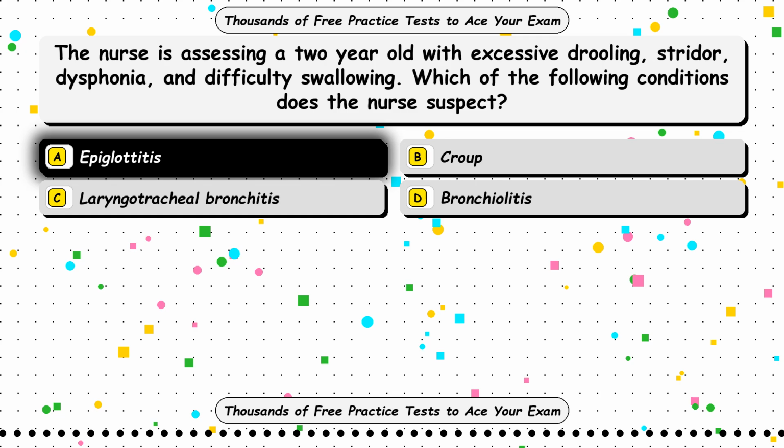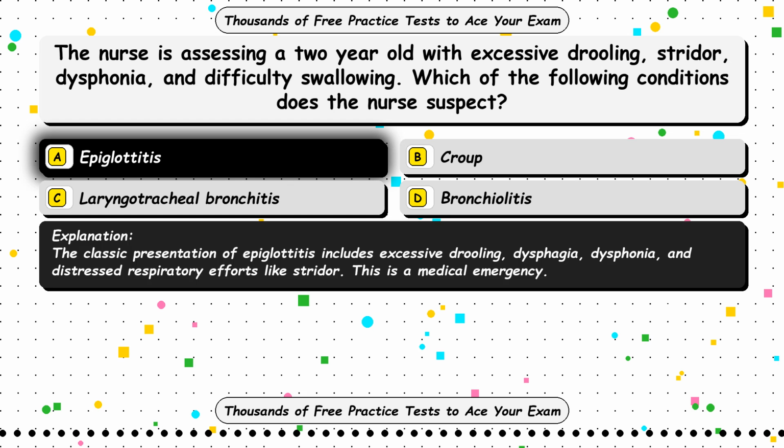The correct answer is option A, epiglottitis. The classic presentation of epiglottitis includes excessive drooling, dysphagia, dysphonia, and distressed respiratory efforts like stridor. This is a medical emergency.